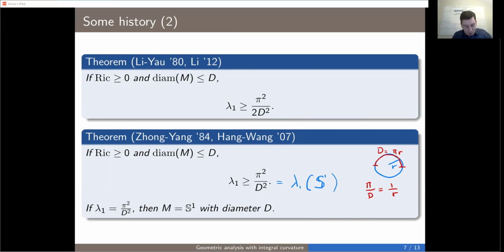All right. And moreover, we also have a rigidity statement that's due to Hang and Wang, which shows that if the first eigenvalue is equal to pi squared over d squared, then the manifold is isometric to S1, okay, to a circle of diameter d, okay? So whichever circle has that diameter, okay?